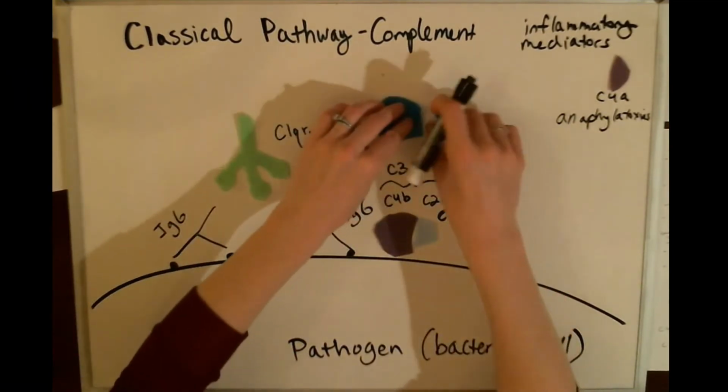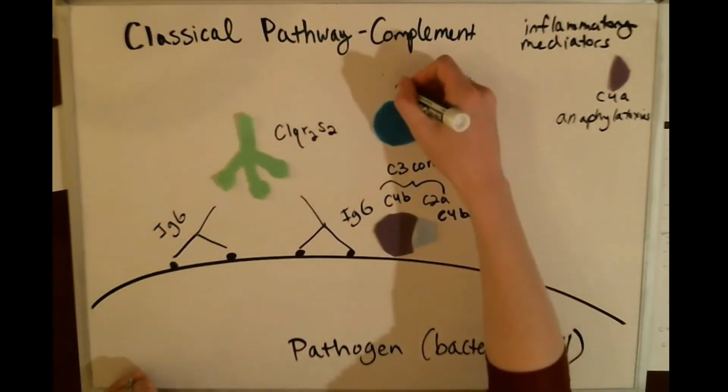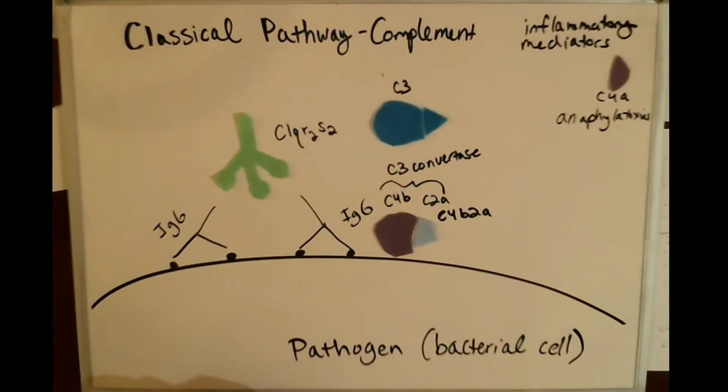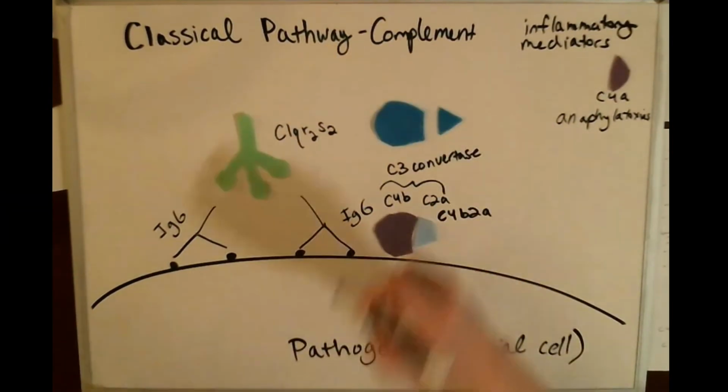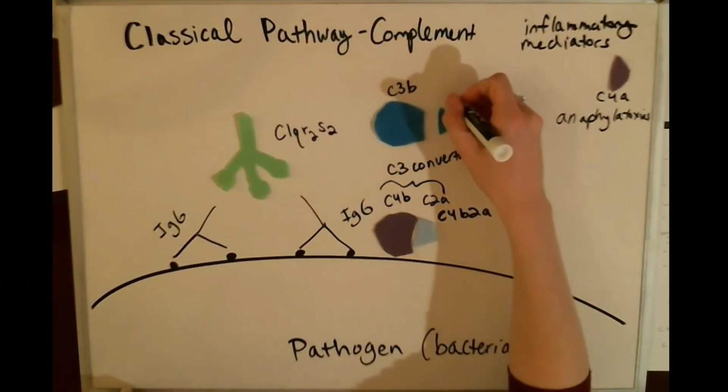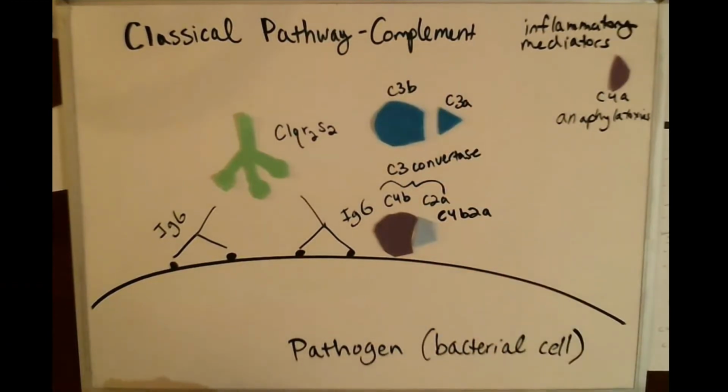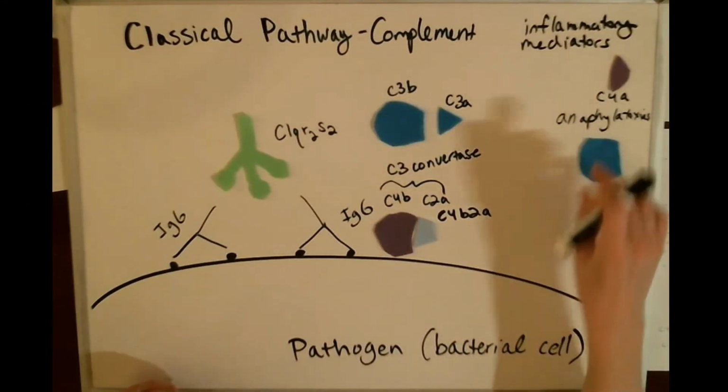This enzyme is going to cleave a complement protein called C3. So if we follow the same pattern as before, the C3 convertase will act on C3. It will break it into C3b and C3a. Now, C3b is a very important molecule. The C3 convertase can actually make up to 200 C3b molecules per single C3 convertase. And so I'm going to put another C3b up here.